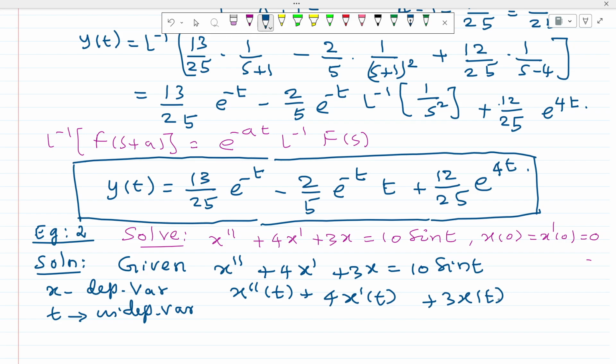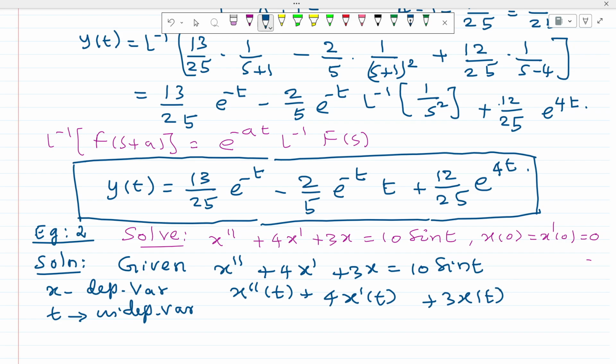Sometimes they may give f double dash of t plus 4 f dash of t. At that time what is the solution? F of t is the solution. If it is given in terms of y, y of t is the solution. If it is given in terms of x on the left hand side, what is the solution? X of t is the solution.